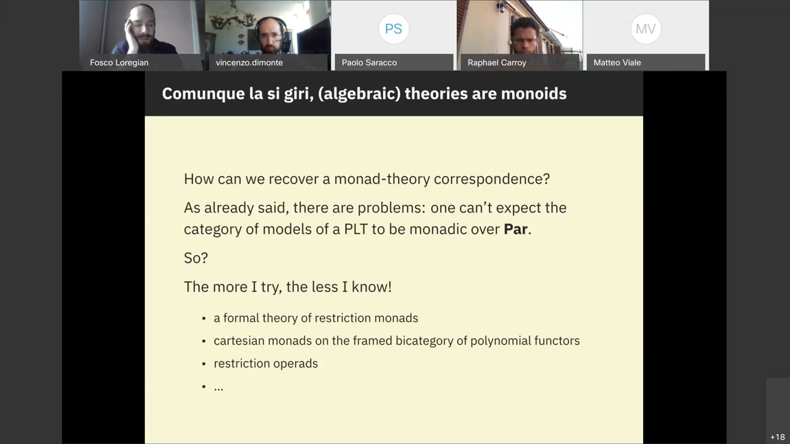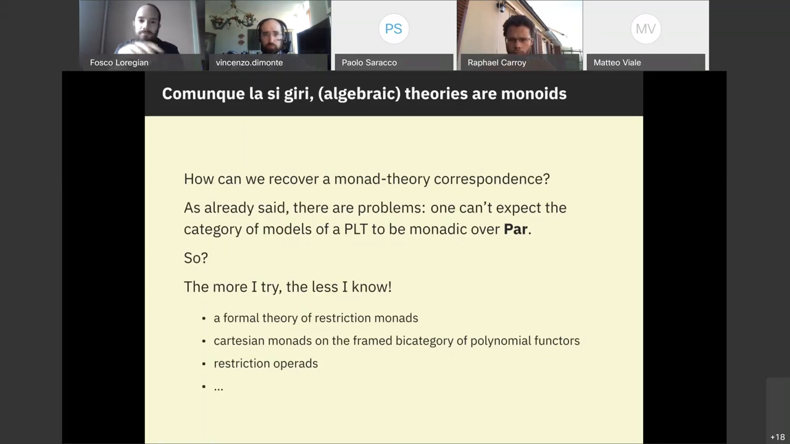I had a conversation with Robin Cockett, one of the inventors of restriction categories, about a restriction analog for Cartesian operads. And it turned out that one of his students, in Canada, worked out a definition of operad in that setting. And again, I tried to make it work, but I couldn't, maybe because I still don't understand something.